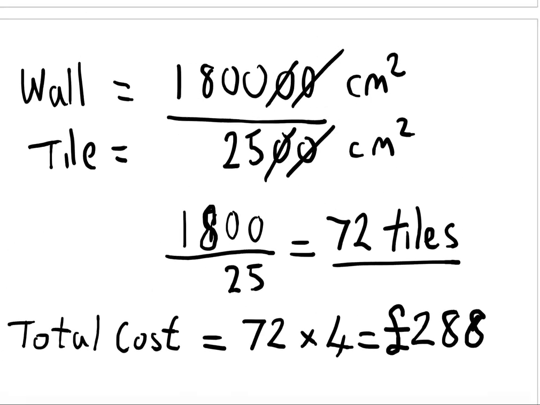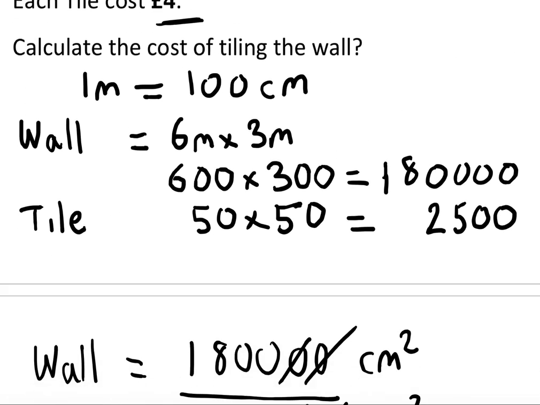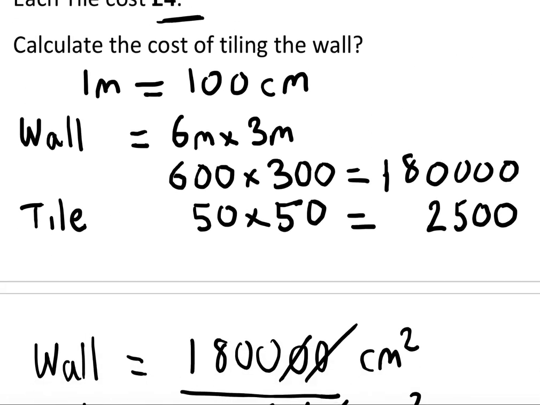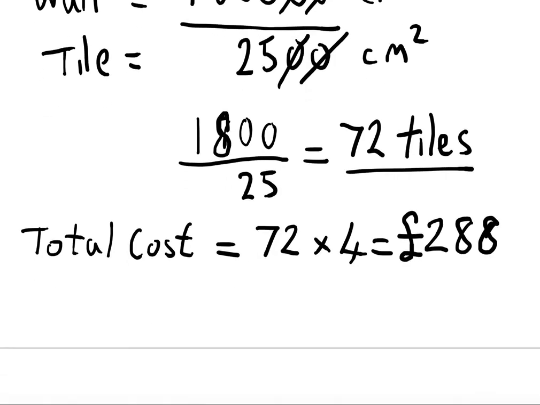Again, it's just slowing down, going through the steps: working out the size of the wall, working out the size of the tile, and getting them in the same units. Dividing the tile into the size of the wall will give you the number of tiles. We know the cost of each tile is £4. We just multiply them together, and then we get the total cost. It's only tricky if you don't break it into the smaller steps. But once it's in the smaller steps, you should be able to work through and get to the final answer.